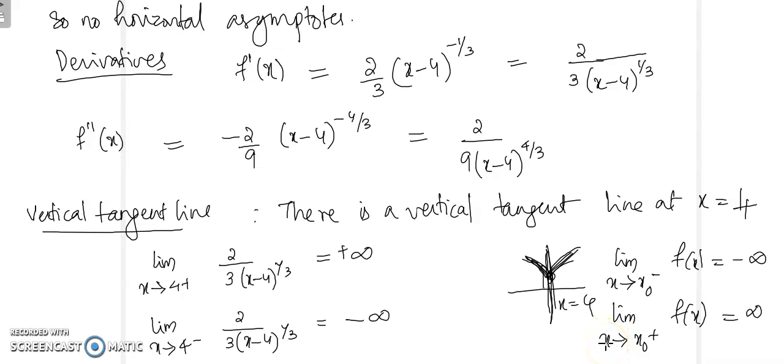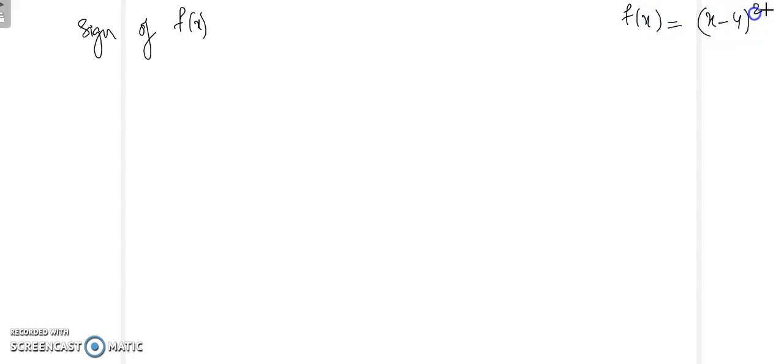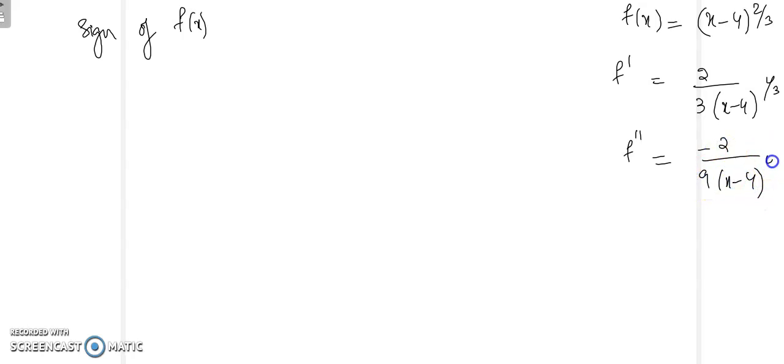And let us once again look at the sign change of the function. We did not look at the sign change, so let us look at that. With all that information we will draw the graph. So let us look at the sign of f of x. f of x is x minus 4 raised to 2 by 3, and f dash is 2 by 3 x minus 4 raised to 1 by 3, and f double dash is minus 2 by 9 x minus 4 raised to 4 by 3.